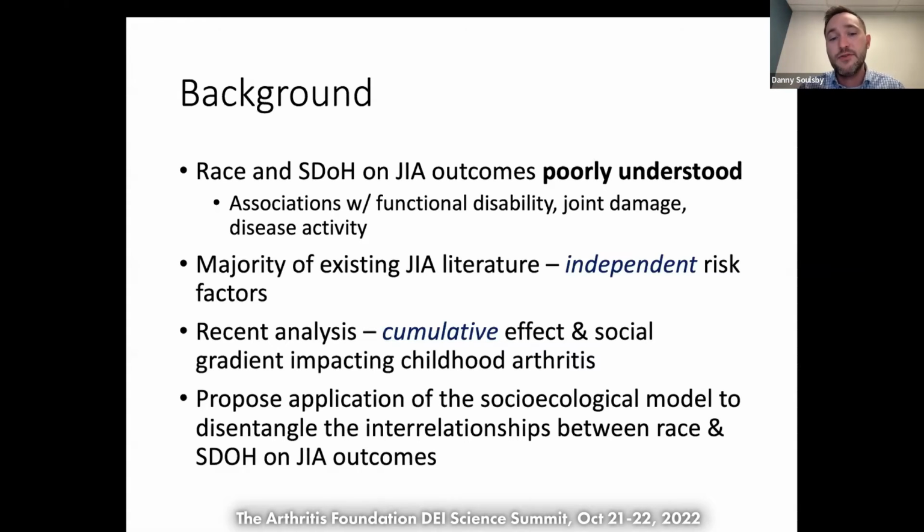And so this award and project proposes the application of the socioecological model, which I will explain a little bit further if you're not familiar, and statistical techniques to disentangle the interrelationships between race and racism and other social determinants of health on JIA outcomes.